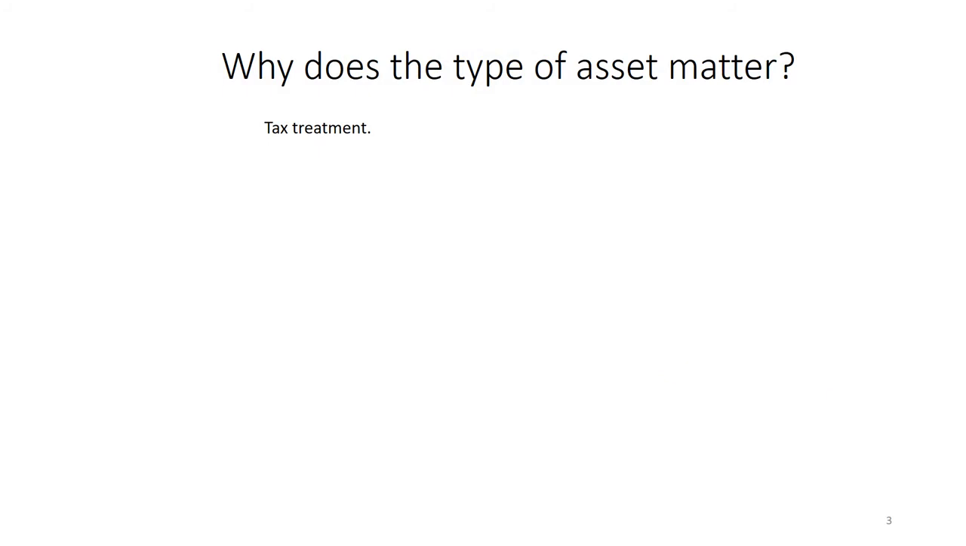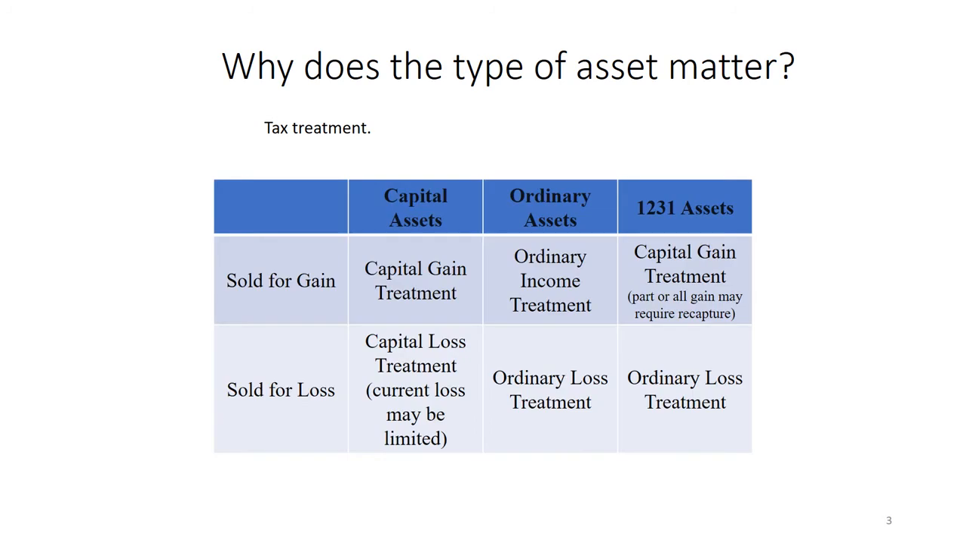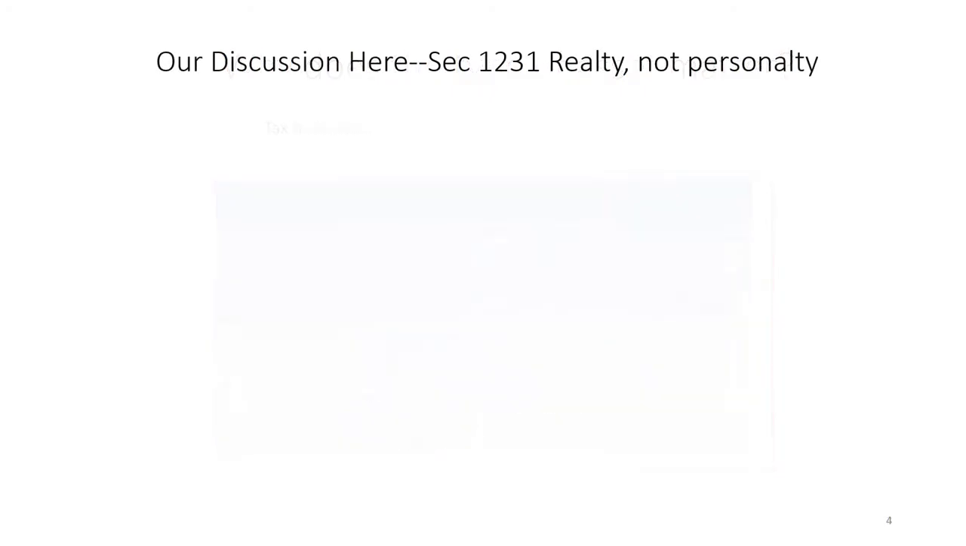And why does the type of asset matter? Well, it's the tax treatment. Just as a review here, you see that the tax treatment is different for all three types of these assets. So what we're going to talk about is the taxation of capital 1231 assets, and specifically we're going to be discussing realty, not personalty, in this discussion.